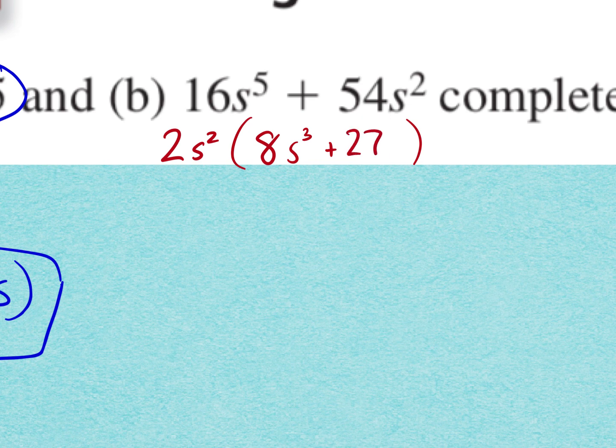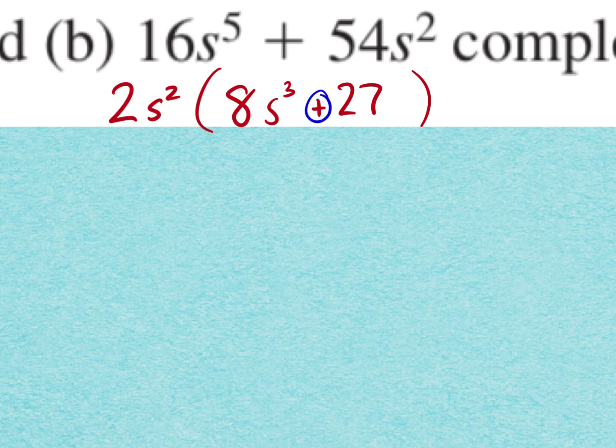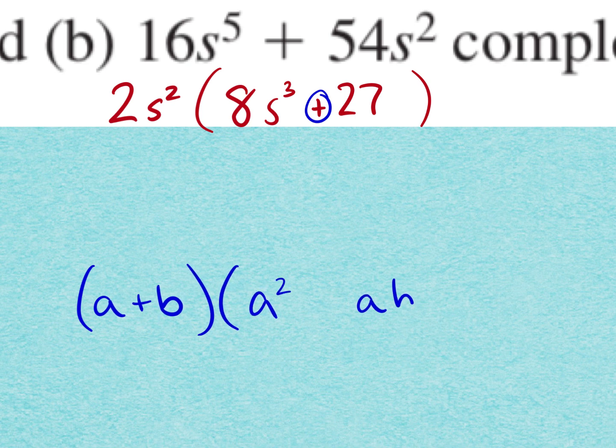27. And then the s goes away. So now, is 8s cubed and 27 perfect cubes? Yes. So we're going to use our sum of cubes formula. So our sum of cubes is a plus b times a squared, ab, and b squared.